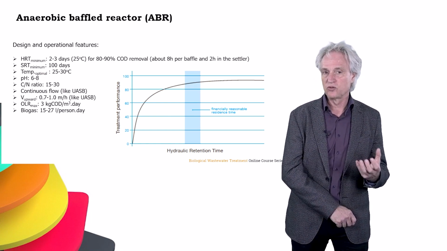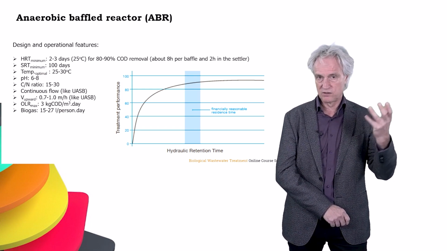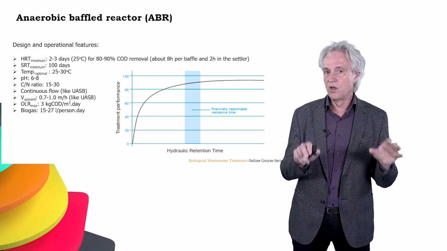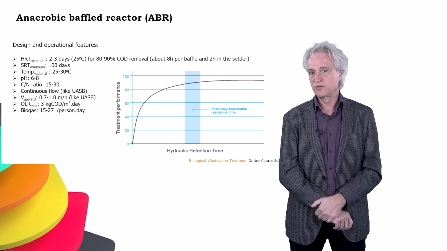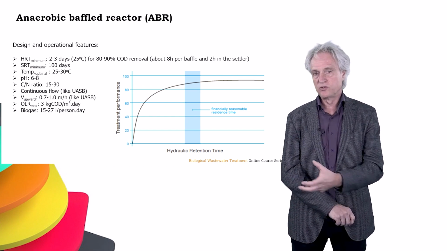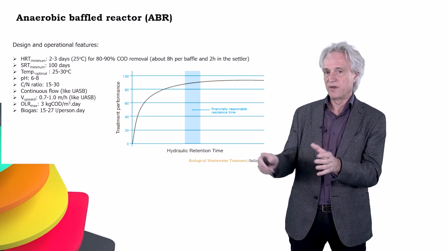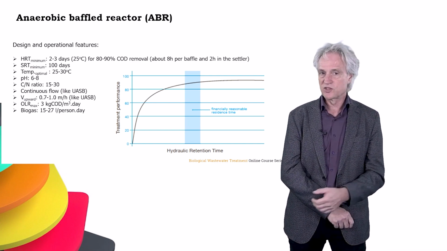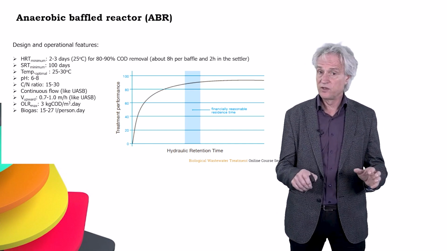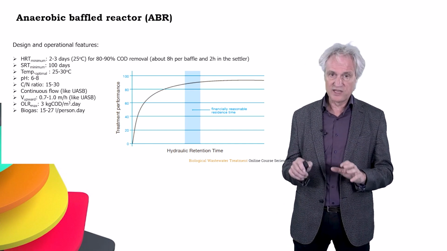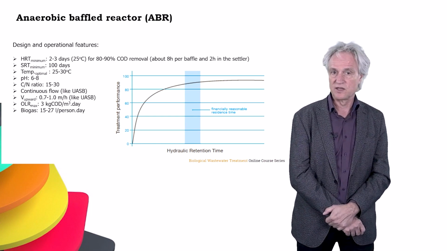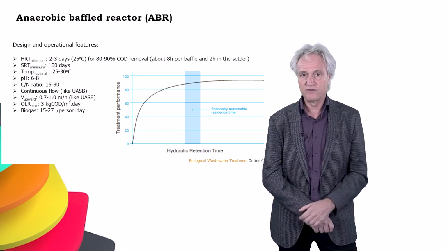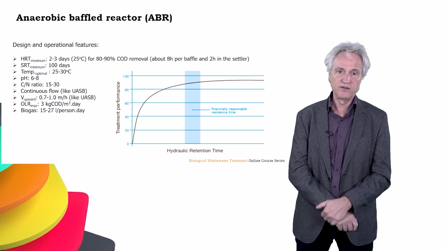Nonetheless, some design and operational features of these anaerobic baffled reactors. Minimum retention time is 2 to 3 days. Remember, a USB reactor is designed for 8 hours. But with 2 to 3 days and low maintenance, this will give you 80 to 90% COD removal. Similar to your USB, 8 hours per segment retention time and 2 hours in a settler. The minimum solids retention time is 100 days. That means the solids are well digested and can be discharged and dried in sludge drying beds. The optimal temperature of the system is 25 to 30 degrees Celsius, pH 6 to 8, C:N ratio 50 to 30.